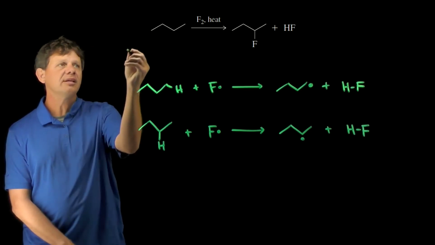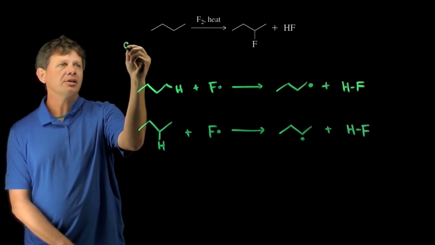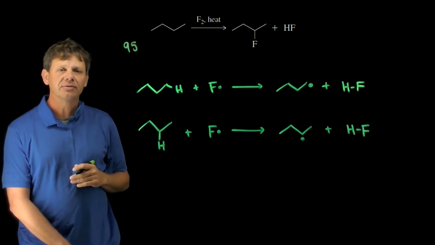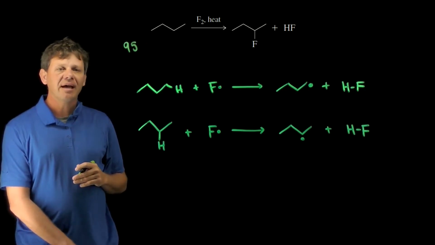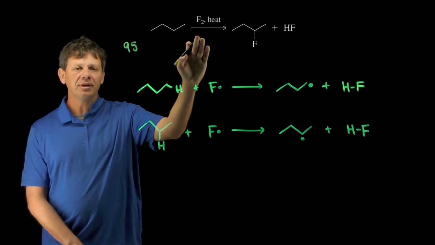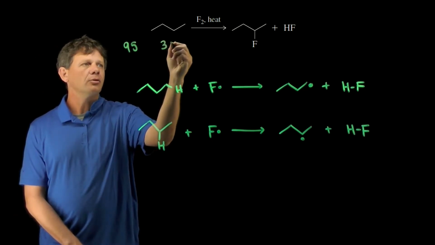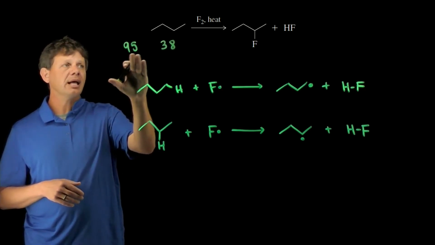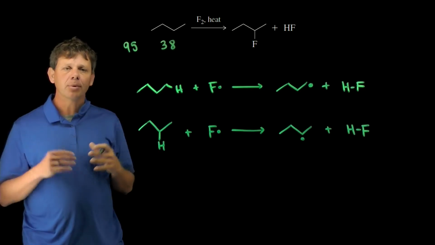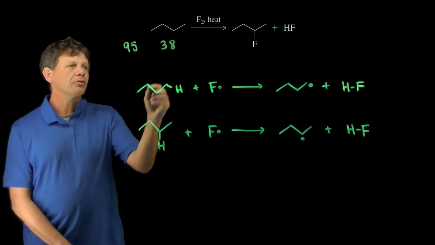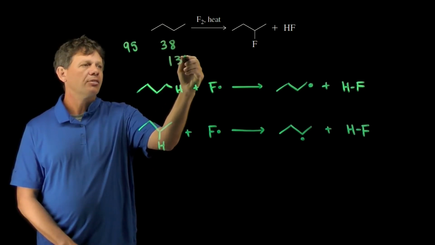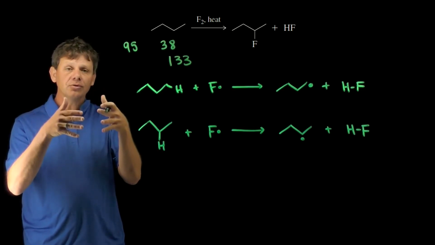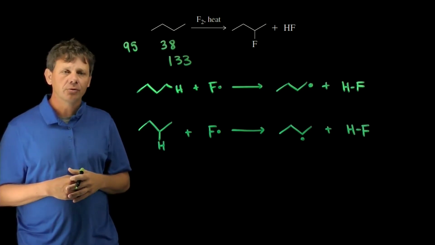So the secondary CH bond has a bond dissociation energy of 95 kilocalories per mole. I won't write the units just to save space. The FF single bond has a bond dissociation energy of 38, so it's a relatively weak bond. All told, we have to put in 95 and 38 to break these two bonds. That gives us a total of 133 kilocalories per mole of energy that are used to break those two bonds.